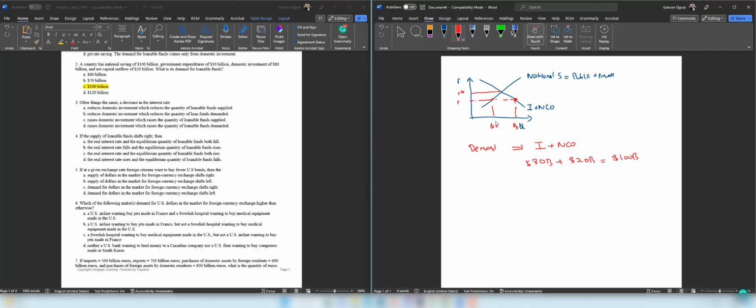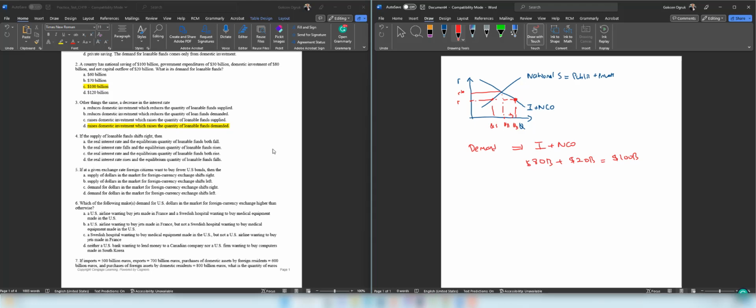Therefore, we will see that domestic investment is going to be higher, which represents the demand for loanable funds, therefore raises domestic investment, which raises the quantity of loanable funds demanded. So D is the right answer. At the equilibrium point, here is the quantity demanded, but now it raises to here.